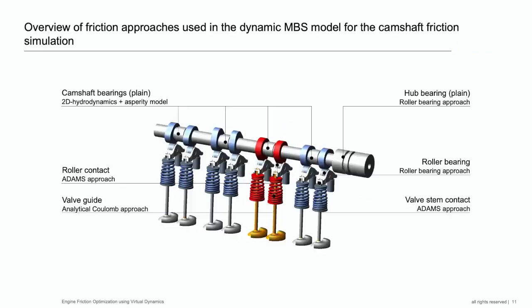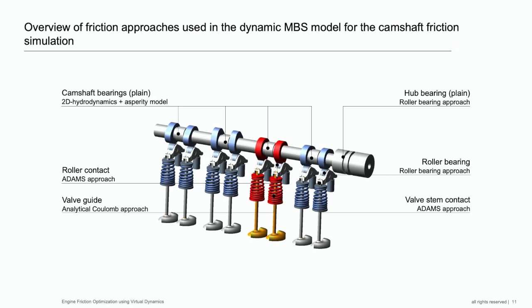I will continue with the example of a single camshaft simulation. What you can basically see here is which friction approaches we are going to use for each element. As originally mentioned, for the camshaft bearings, we are using a simple 2D hydrodynamic bearing model, which is very efficient but gives us an accurate impression of the remaining lubrication film heights. And we add an asperity model because, especially at low engine speeds, it is usually the case that you see larger impacts of friction due to asperity on the camshafts.